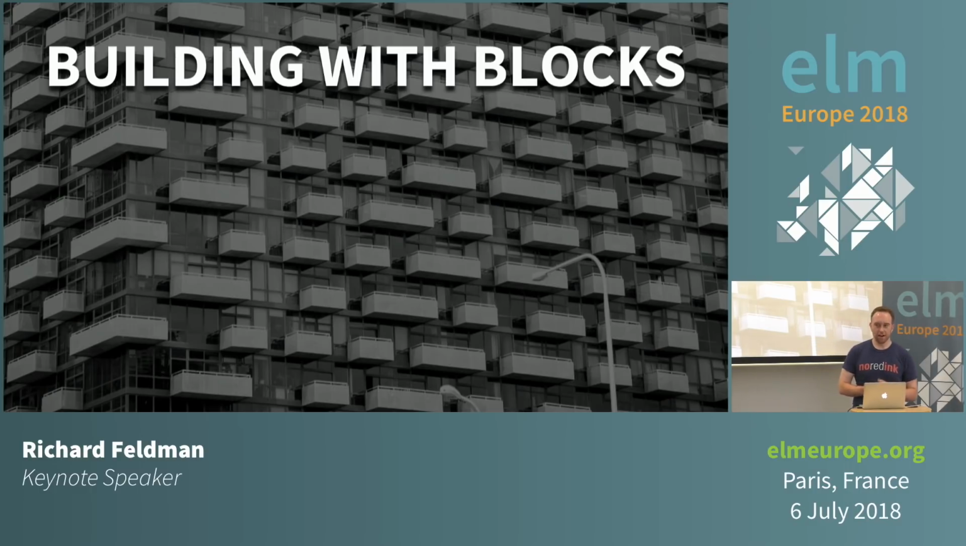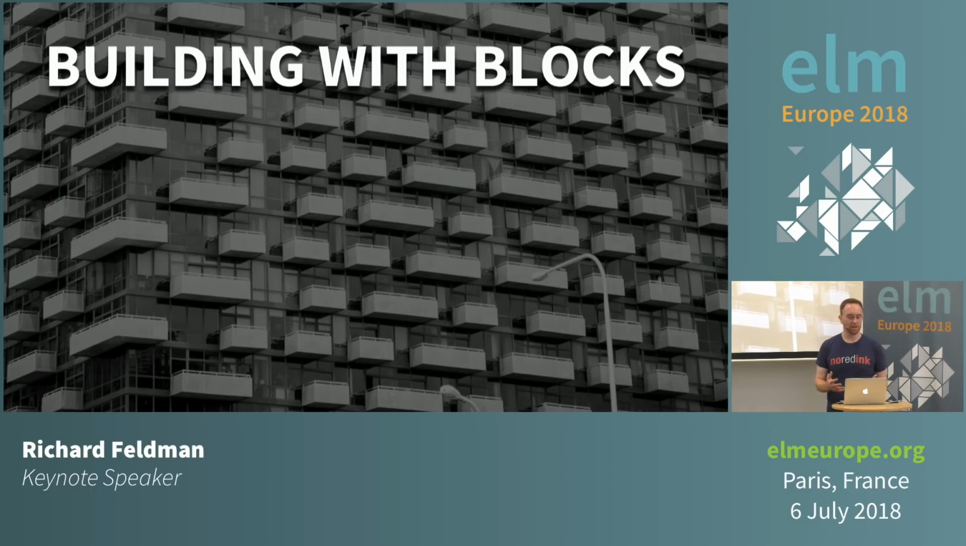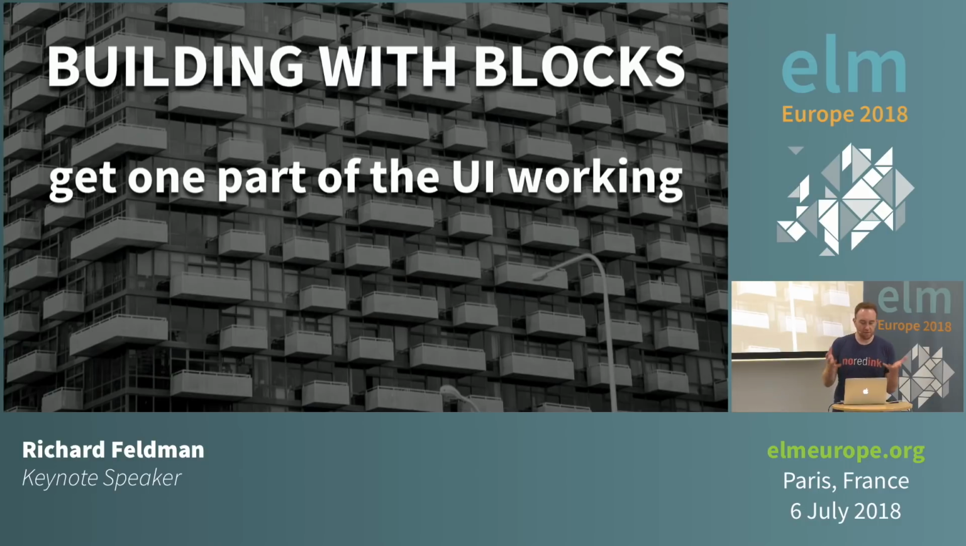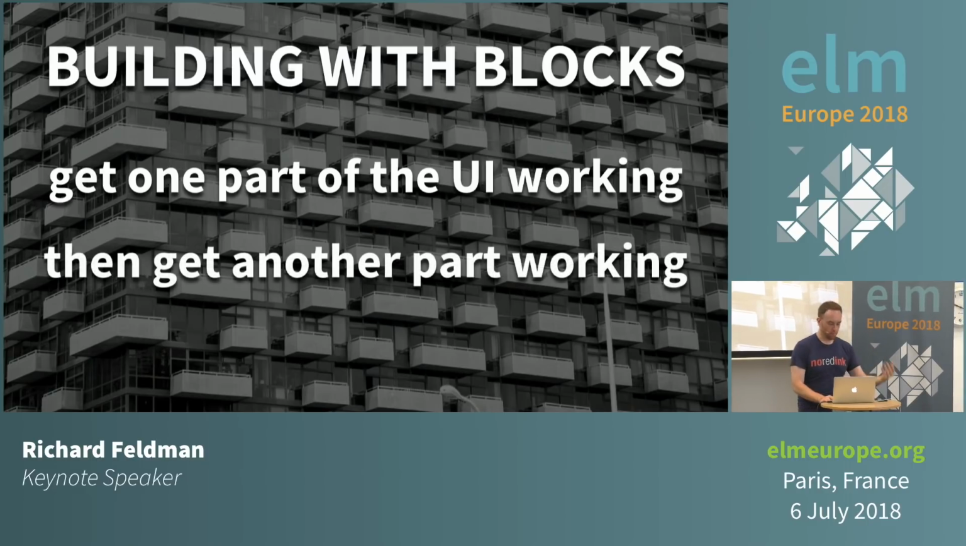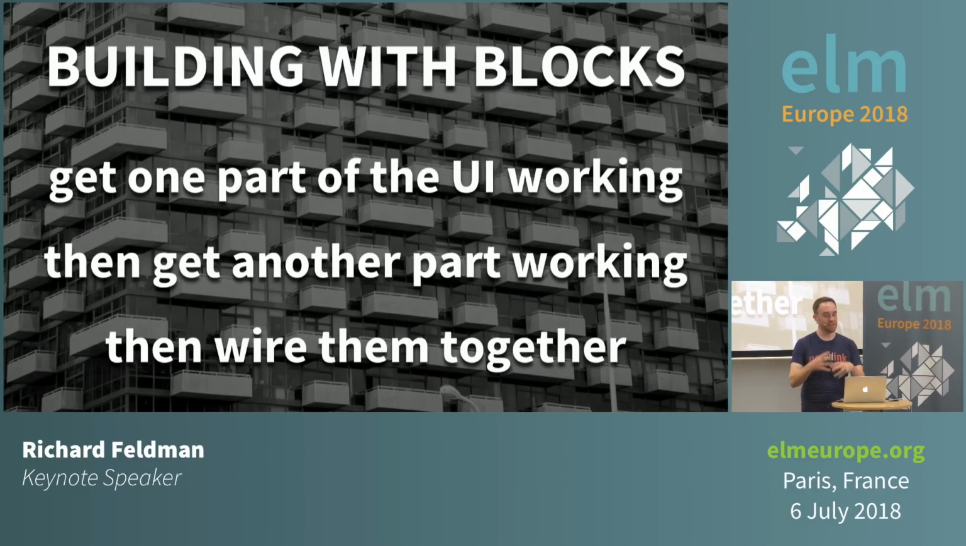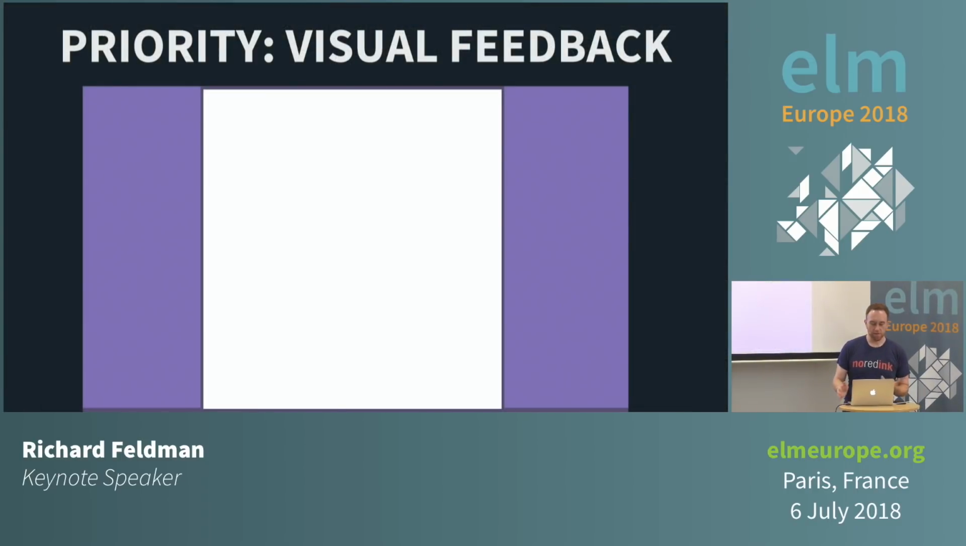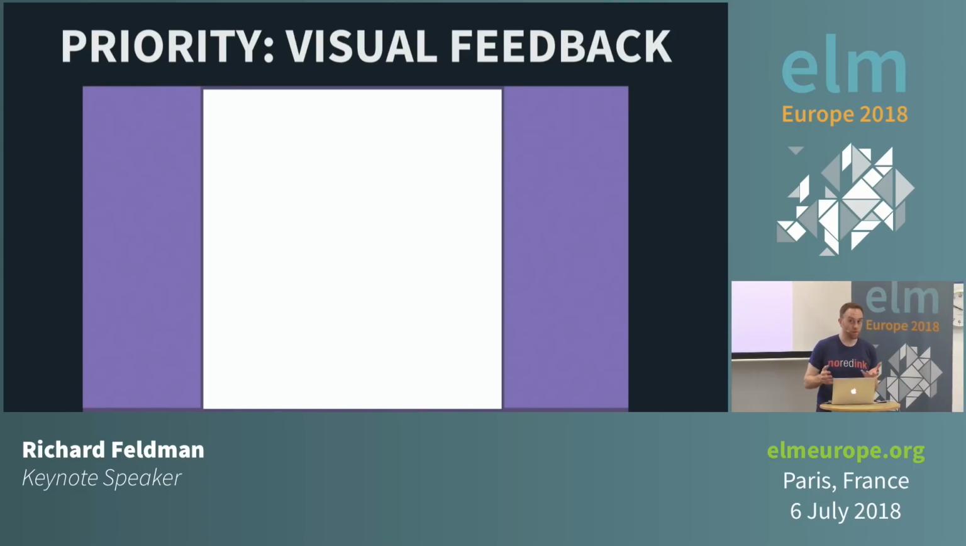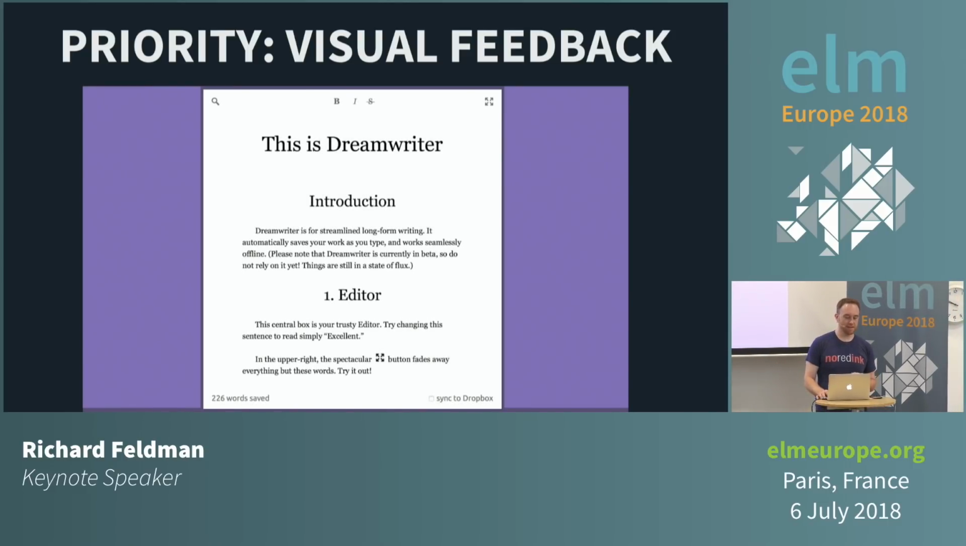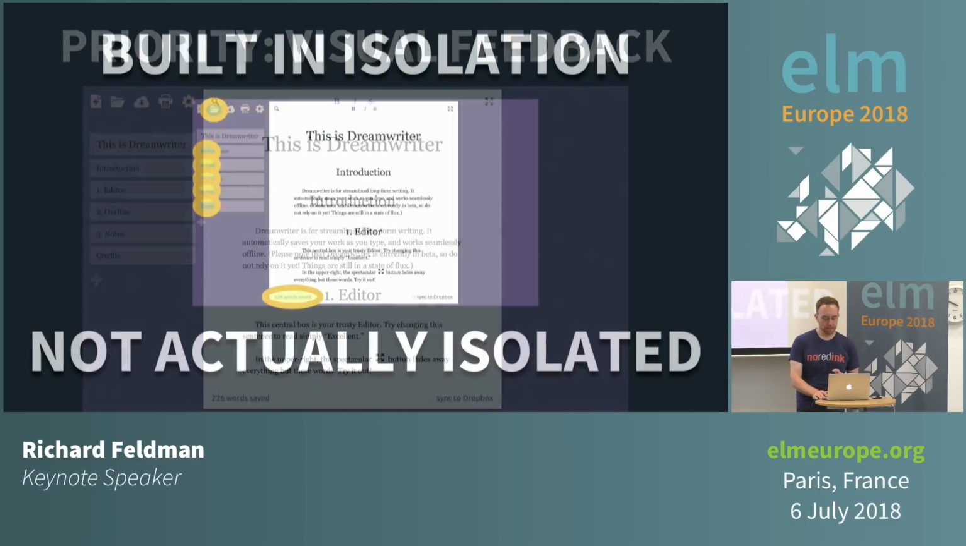Okay. So what I've learned since then is that these symptoms that I was seeing, with the word count example in particular, actually come with the territory of building with blocks. The idea of the building with blocks approach is to get one part of the UI working, like the skeleton, the main editor, the sidebar, and then get another part working, and then wire them together. The problem with that is that when I'm prioritizing visual feedback like that, I'm ignoring the wiring until the last possible minute. And by then, it might actually be quite difficult to get right.